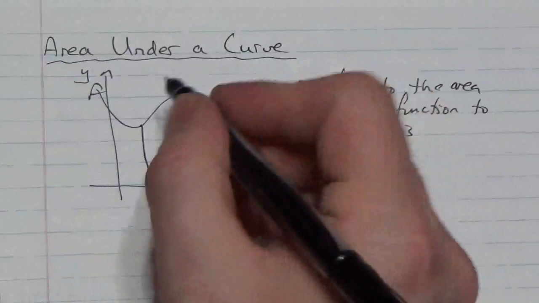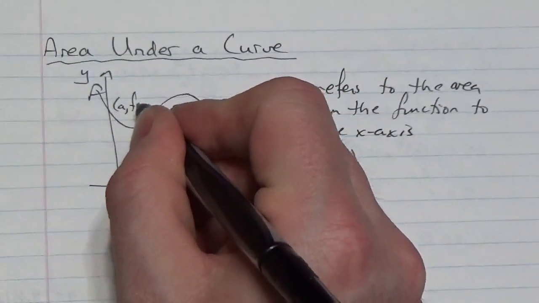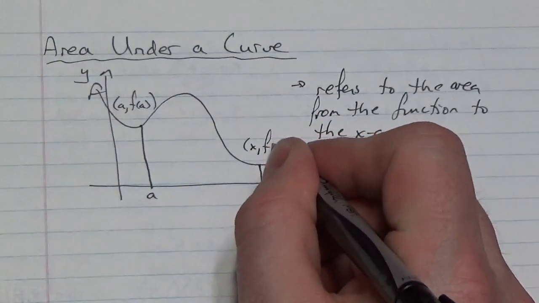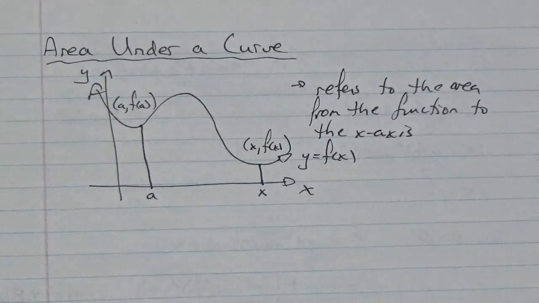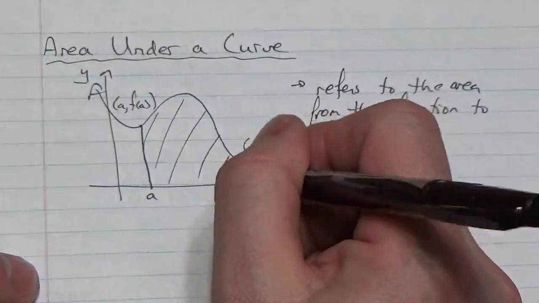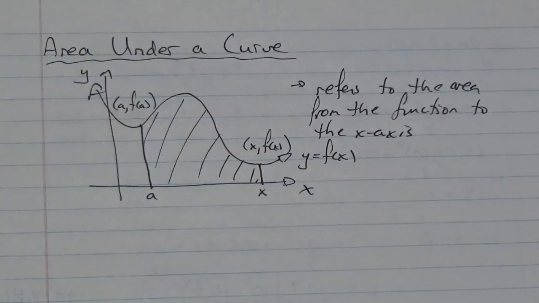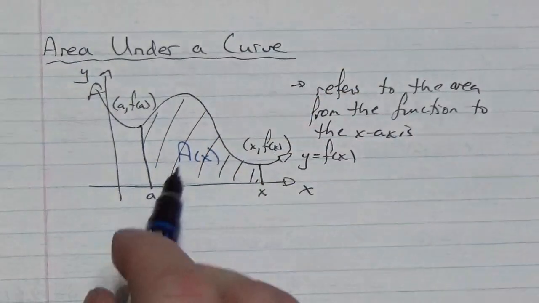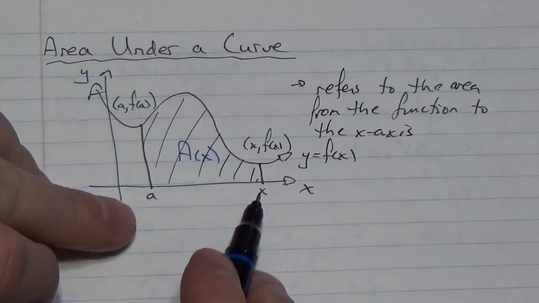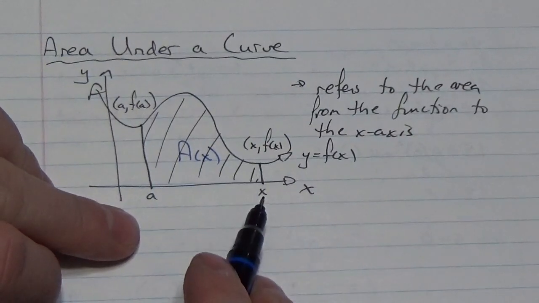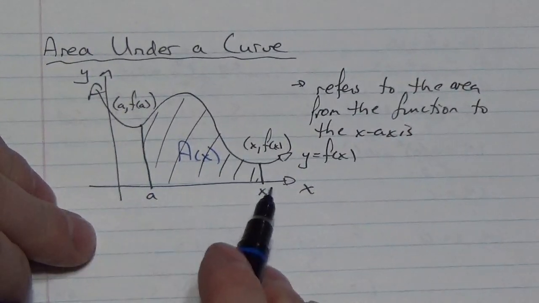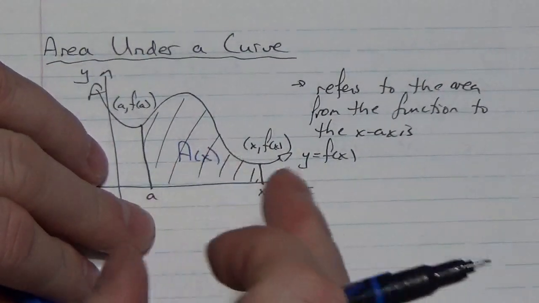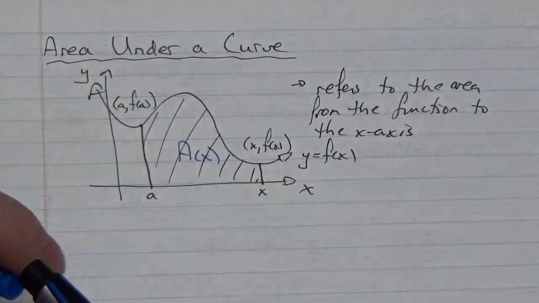Now remember that this point right here is going to be the point a comma f evaluated at a, and this point right here will be the point x comma f of x. And then I am looking for this area under the curve, and we're going to call this A of x. So the area under the curve as a function of that right-hand endpoint. I'm fixing this left-hand endpoint, and I'm going to let this one be the variable in the function. So whatever value of x I plug in there, what I'm hoping to get is a function that will give me all of that area there.